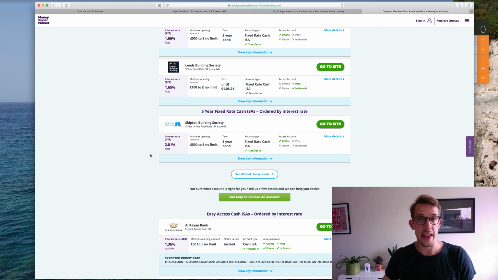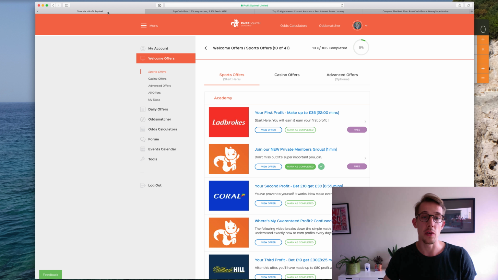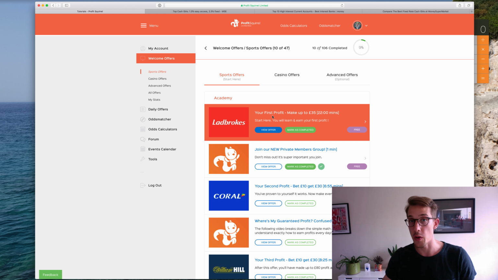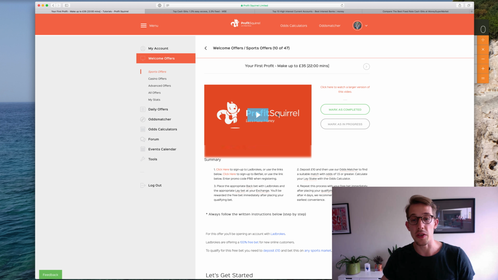And let's compare that to match betting. For example, here on the Ladbrokes offer, the first offer that we have on at the moment, this is an up to £50 free bet. And if you're going to maximize that, you're going to place a £50 back bet, then you're going to lay that off, and then use the £50 free bet, also lay that off. You're going to need a little bit more money to start with in your account.